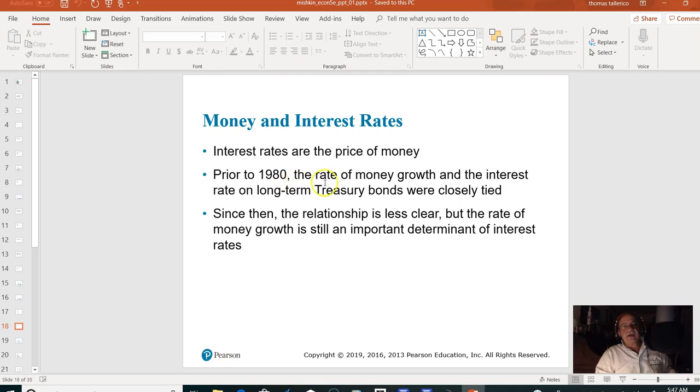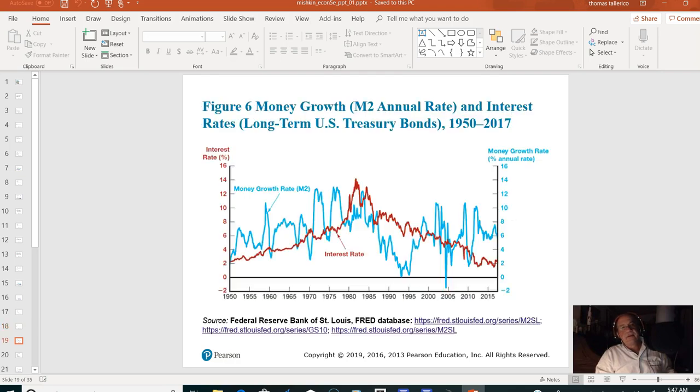Prior to 1980, the rate of money growth and the interest rate on long-term Treasury bonds were closely tied, so there was a correlation between them. You can see here interest rates and money growth going up together, and then they kind of fall off a cliff, so they're not correlated as much. And again, here's the Fed connection. If you want further info, these are great slides.